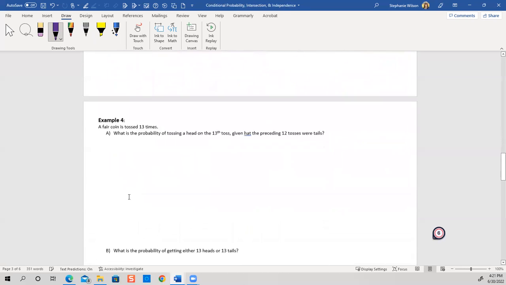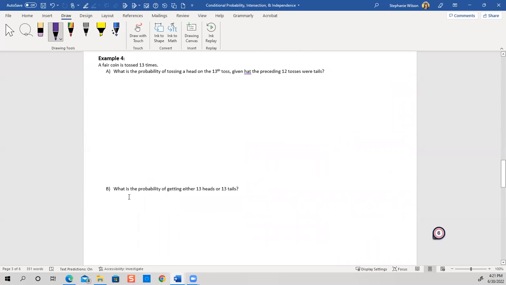Okay, let's do example 4. Example 4 says we have a fair coin tossed 13 times. So when we talk about a coin, we have two options, right? You have a heads and a tails. It says, what is the probability of tossing a head on the 13th toss, given that the preceding 12 tosses were tails?